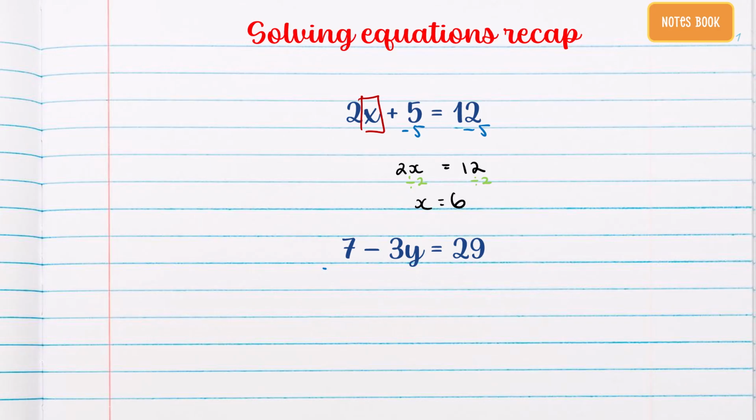Same idea here. I'm going to work furthest away from my unknown by subtracting 7 to begin with. I'm going to end up with negative 3y is equal to 22. And then we're going to divide by negative 3 on both sides, leaving this as an improper fraction. So we're working with moving numbers around on each side of the equation. Now this will look a bit different when we have pronumerals on both sides.